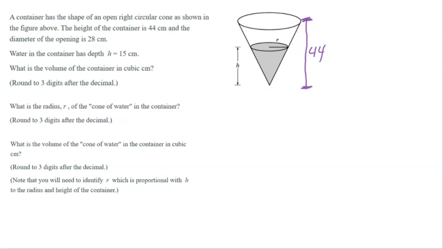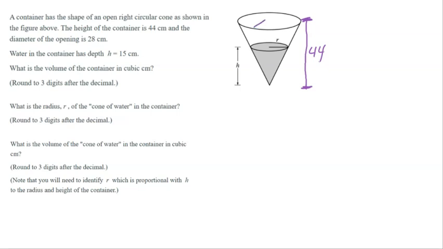A lot of coffee makers have cone-shaped drip reservoirs where you put the coffee grounds and then the water drips in and then goes through the coffee grounds and then it drips out the bottom. So this could be like a coffee maker or something. But the whole container is 44 tall. It says the diameter of the opening is 28 centimeters.